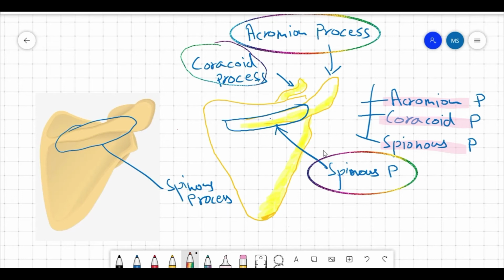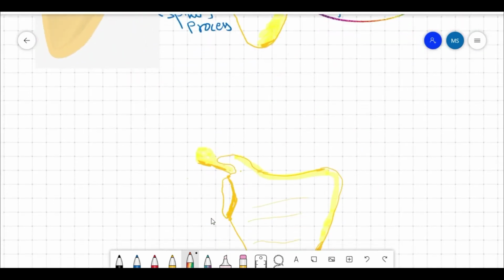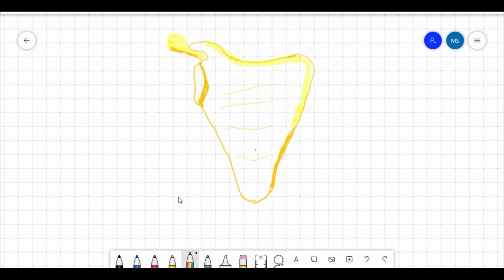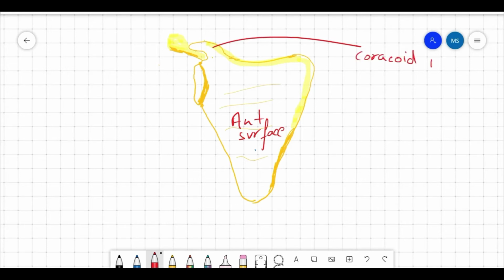Now we see the scapula from the anterior side. This is the anterior surface. It is the coracoid process. It is the acromion process. Another special structure that is present at the scapula is the glenoid cavity.